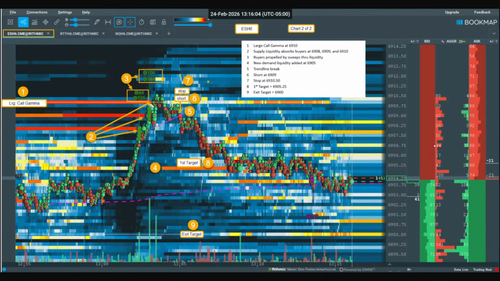Okay. Well, then walk us through, John. Okay. Well, I like to frame up my trades with levels, following the procedure. So my selection is a gamma. And in this instance, there was a lot of call gamma sitting up there at 69.10. And these are 0 DTE options.